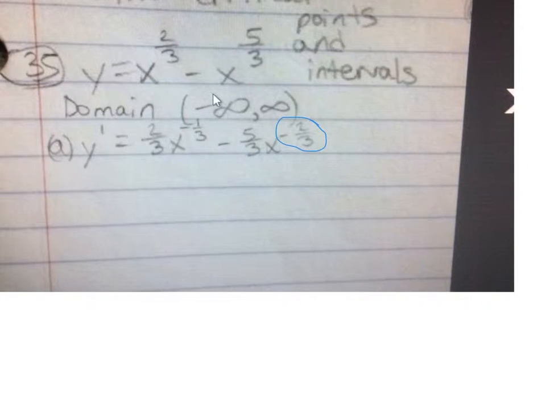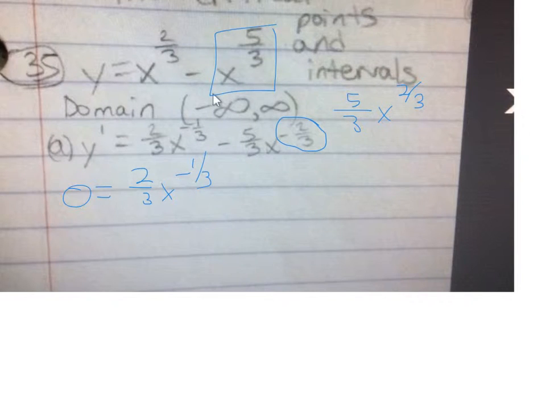This exponent here, if you go back to your original function, if you take the derivative of x to the 5/3, you're going to get 5/3 x to the 2/3, not negative 2/3. So that's going to change our whole function now because we have 2/3 x to the minus 1/3.